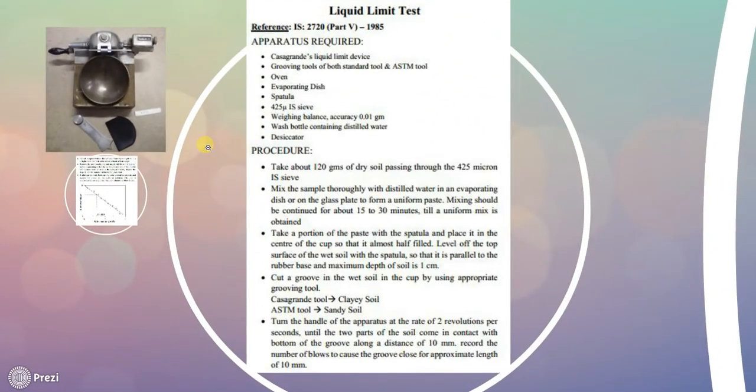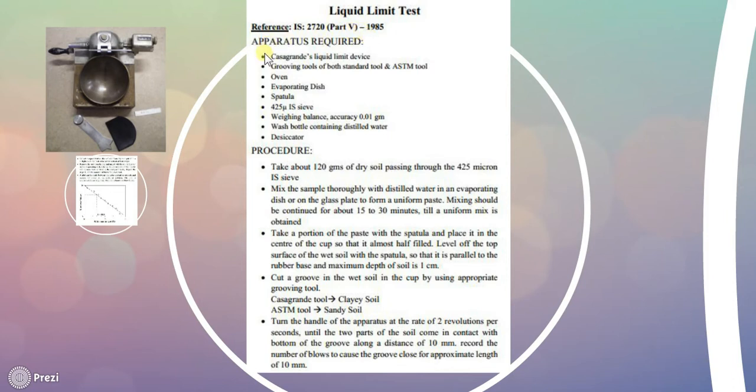Liquid limit test. The objective of the liquid limit test is that in the laboratory we can find out the liquid limit of any soil, and the liquid limit test is done with the Casagrande liquid limit device. So this picture is showing Casagrande's liquid limit device. Let us go further. This test is done with reference to IS 2720 Part 5, 1985.